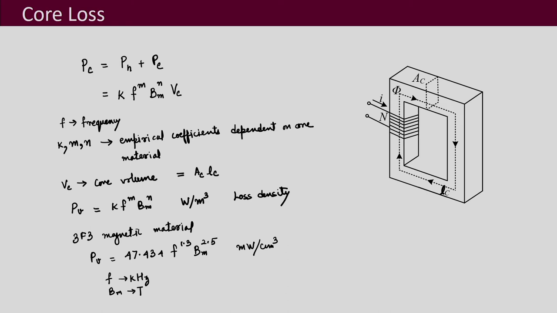So this is the kind of relationship that you will be obtaining for your PV, and then depending on your frequency and your BM you can obtain PV, and further you can also obtain the core volume and multiply with it, and you will be obtaining the core loss. The core loss, preferably it's a loss thing, so it should be as small as possible. So you can clearly see that it depends on the volume of the material and also on the material that you choose.